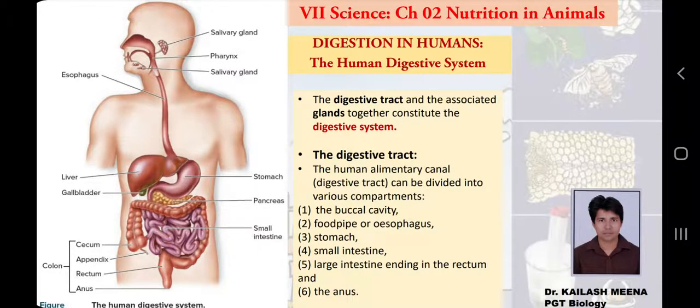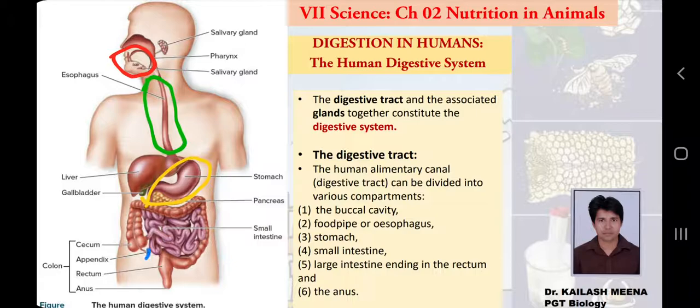So first have a look at the digestive tract. The human digestive tract or alimentary canal can be divided into various compartments. These compartments are the buccal cavity. This is the buccal cavity. Food pipe or esophagus. See, this is the food pipe. Stomach. Here comes the stomach, this sac-like structure.